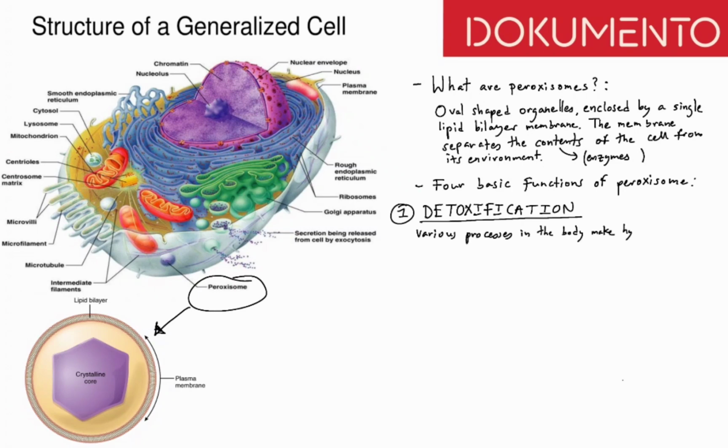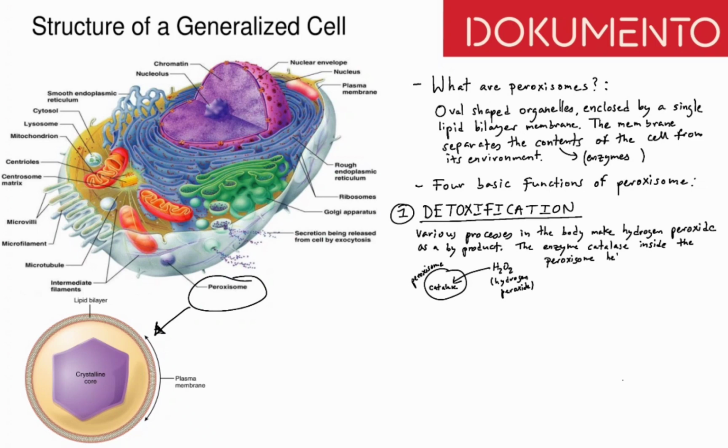So various processes in the body, there's a lot of chemical reactions that occur in the body. They can make hydrogen peroxide as a byproduct. And that's not good to have floating around in your cells. So to detoxify it, the peroxisome has an enzyme inside called catalase. And that enzyme helps to break down hydrogen peroxide by converting it into water and oxygen.